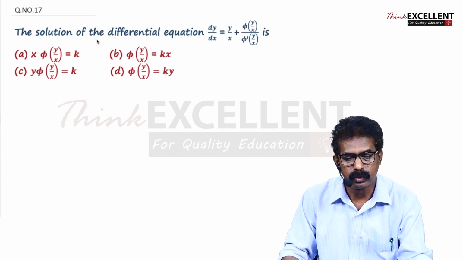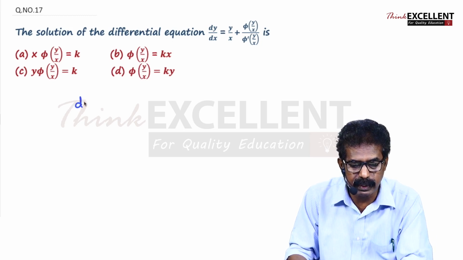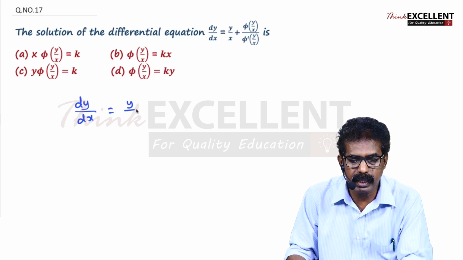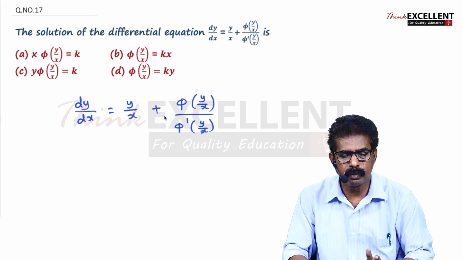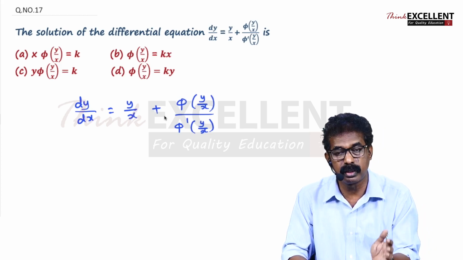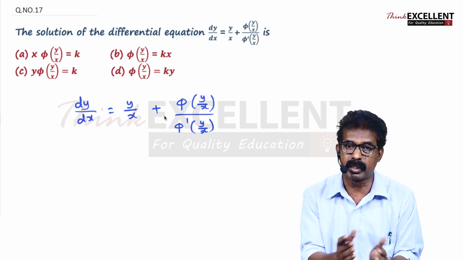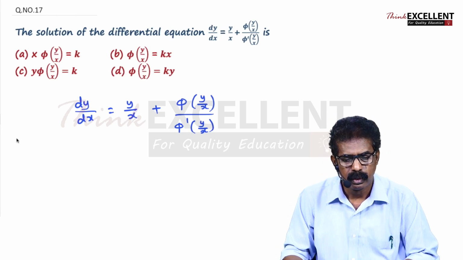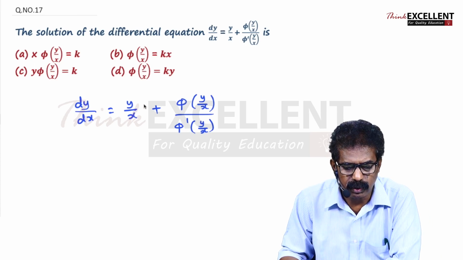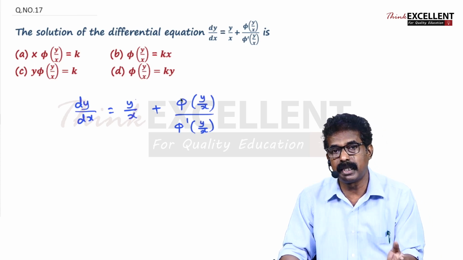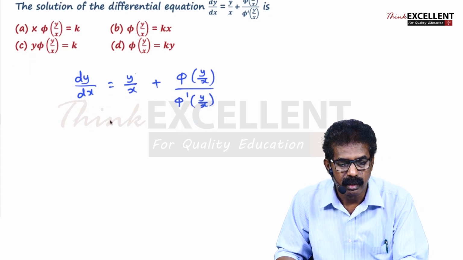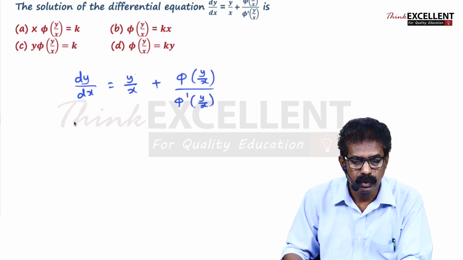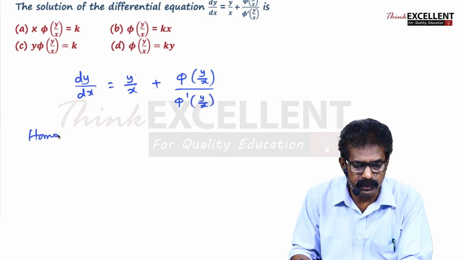Now let's move on to question number 17. Listen to this question. The solution of the differential equation dy by dx equal to y by x plus phi of y by x by phi dash of y by x. When you see it, you may immediately think it is homogeneous. Yes, it is homogeneous, and it is linear also: dy by dx plus py equal to q, a function of x alone, if you bring that y by x to the left side. It is homogeneous of degree 0: the first term is degree 0, and here 1 minus 1 is 0. If for x you put tx and for y you put ty, there won't be any change. So you use the homogeneous method.